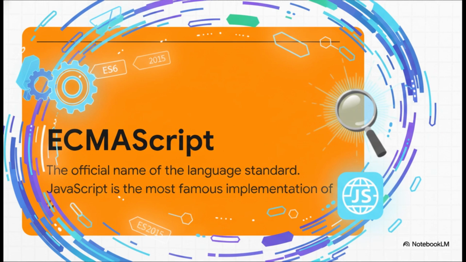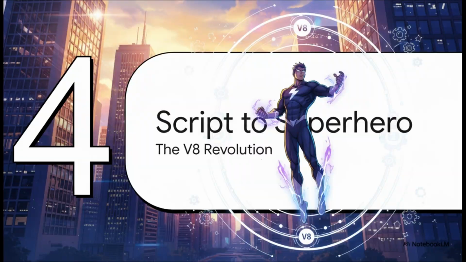The official name of that standard is actually ECMAScript. So when you hear developers talking about ES6 or ES Next, they're talking about new versions of that standard. The thing running in your browser, the thing we all call JavaScript, is really just the most famous implementation of the ECMAScript standard. Okay, so with a standard in place, JavaScript survived the browser wars. But for years, it was still kind of seen as a toy. A cute little language for making snowflakes fall on a web page.